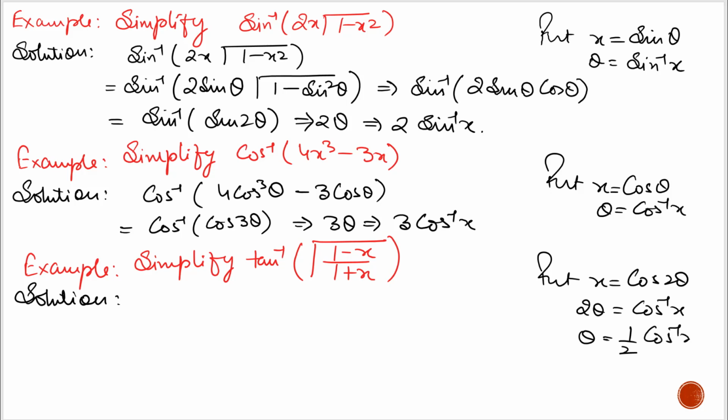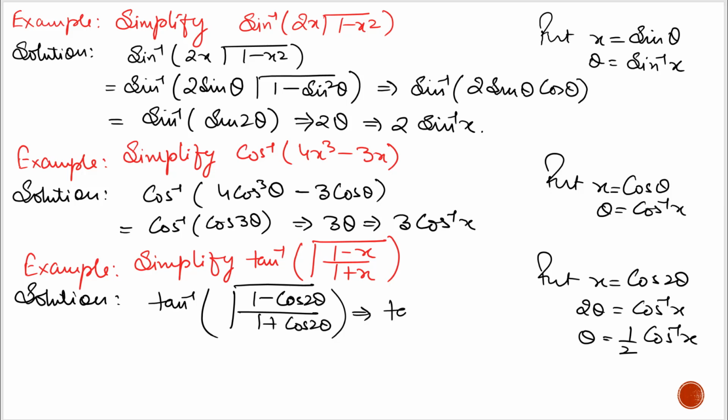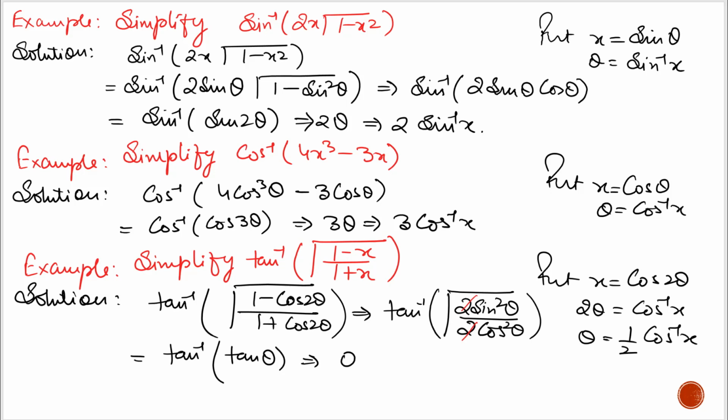Tan inverse of root of (1 minus cos 2 theta) upon (1 plus cos 2 theta). We know that 1 minus cos 2 theta is 2 sin square theta, and 1 plus cos 2 theta is 2 cos square theta. Cancel 2 by 2 and we get tan inverse tan theta, which is equal to theta, and the value of theta is half cos inverse x.